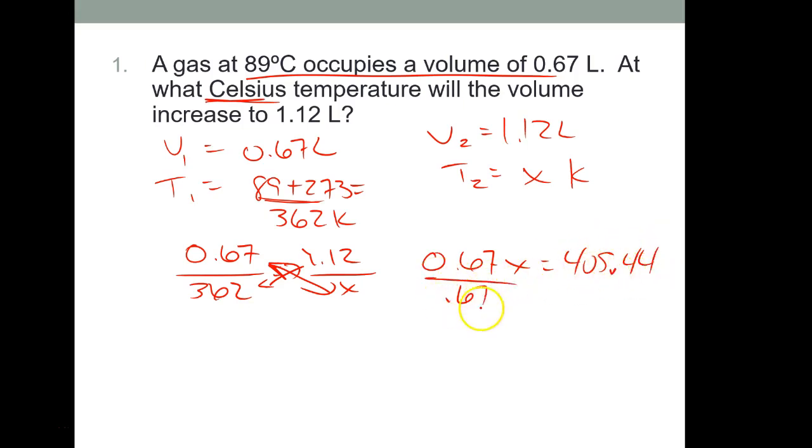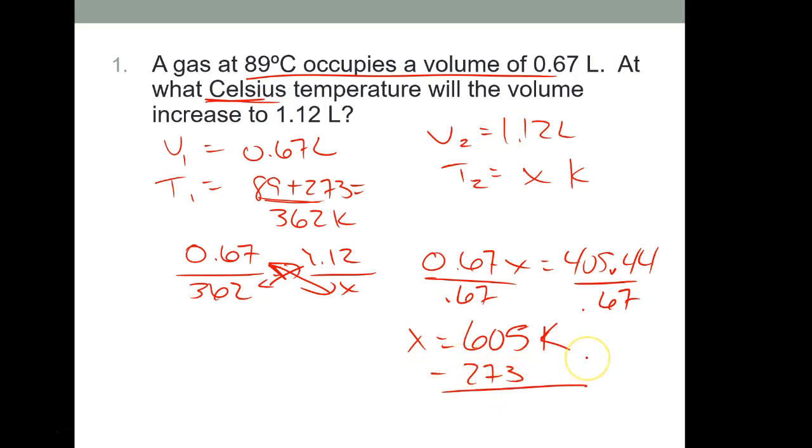Divide by 0.67 and you get x is 605. Now keep in mind that is in kelvins, okay? So if it did say at what temperature, you'd be fine. But since it says Celsius, what we're going to have to do is subtract 273 at the very end to figure out what it will be in Celsius.